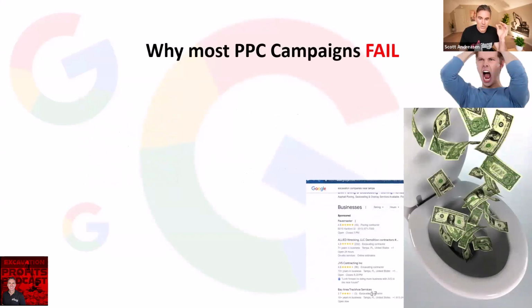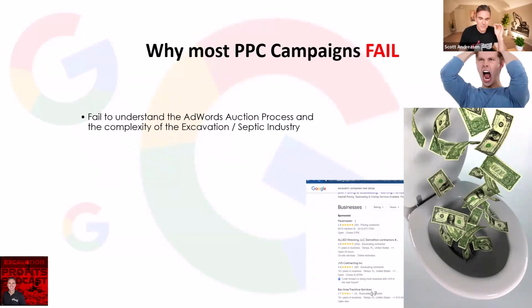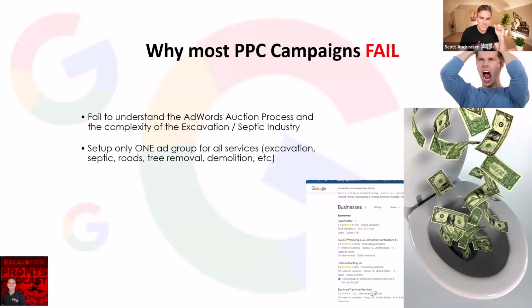Now, from our research, why most PPC campaigns fail is a lot of times the business owner fails to understand the AdWords auction process and the complexity of the excavation and septic industry. They set up one ad group for all their services, like Bob's Excavation Company, and they put one ad for all the services that they do: demolition, excavation, septic, French drains, right? Just a whole hodgepodge of 50 different services, 100 different keywords, all driving to one ad. I'm going to show you how to make it work today.